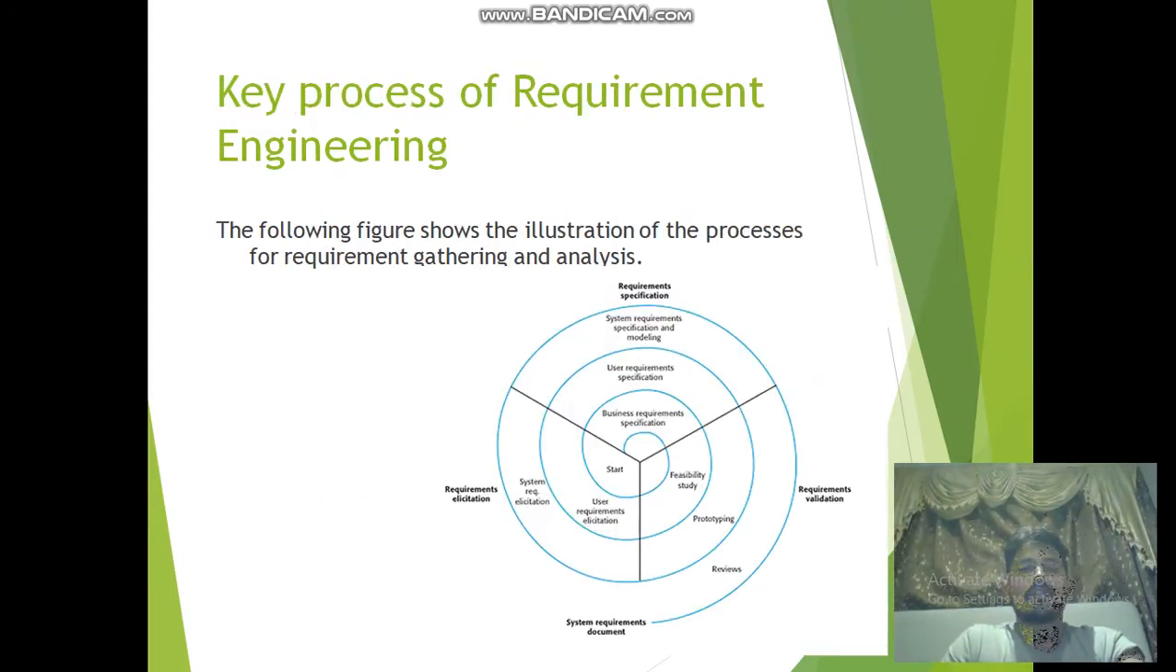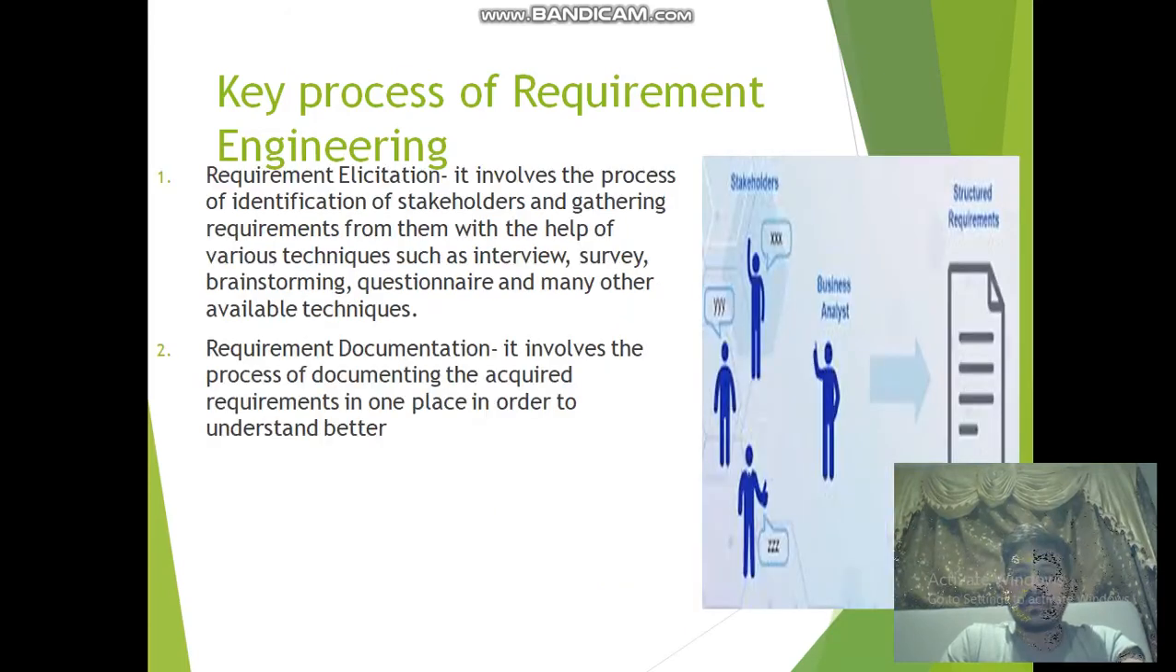Key process of requirement engineering. As the chart shows, the following figure shows the illustration of the process for requirement gathering analysis, system requirement specification and modeling, user requirement specification, business requirement specification, and the key processes of requirement engineering.